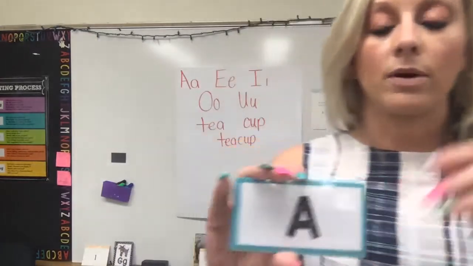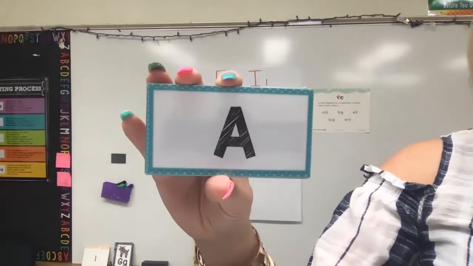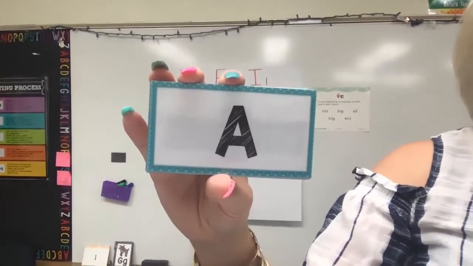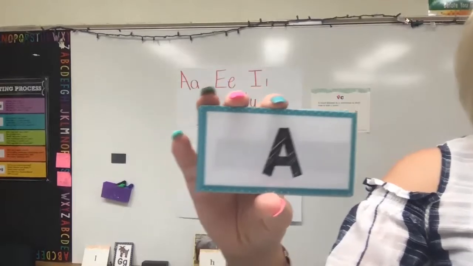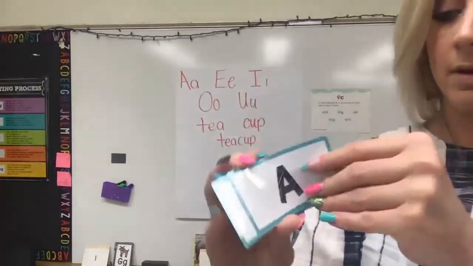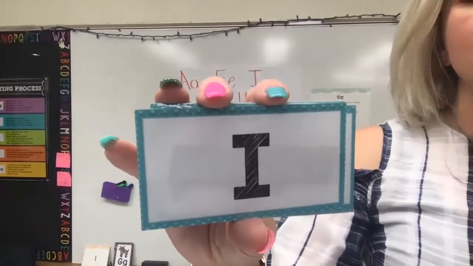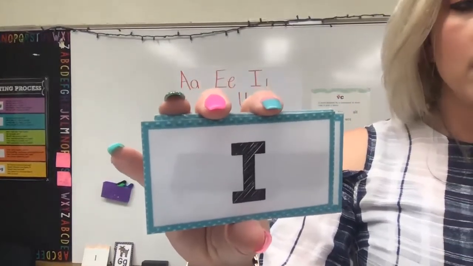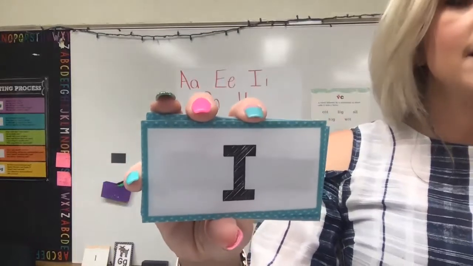Now, this is a letter. We're going to talk about two things first. This is a letter. What letter is this? A. But when an A is by itself, it is a word, and it is the word a. This is also a letter, but when it's by itself, it is a word. This is the letter I. But when it's by itself, it says I.